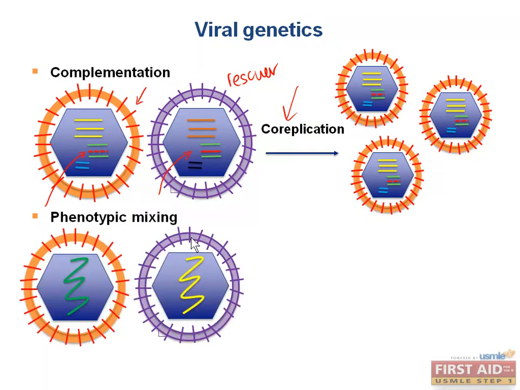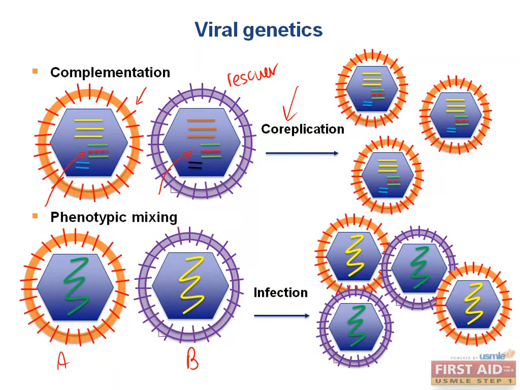So here we have virus A and here we have virus B. Both virus A and B are infecting the same host cell. This is the progeny that results from this co-infection. This is the process of phenotypic mixing. So what can you make of the progeny of phenotypic mixing? Note here that virus A has a green genome, while virus B has a yellow genome. Notice the colors of the outside envelopes for these two viruses.